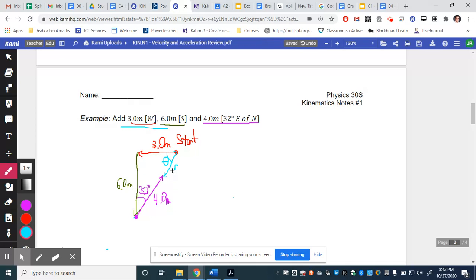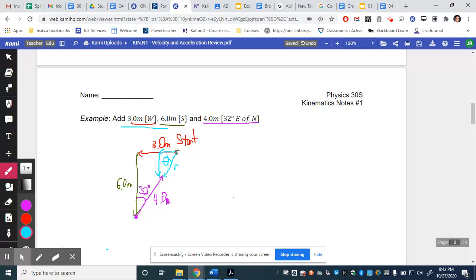To figure this out, essentially, we've got to know how far this side is and how far up and down we went. How far to the west and how far to the south. If we can figure that out, then we can use the Pythagorean theorem to find R, and we can use SOHCAHTOA, tan precisely, to find theta. No problem. So how far to the left did we go?